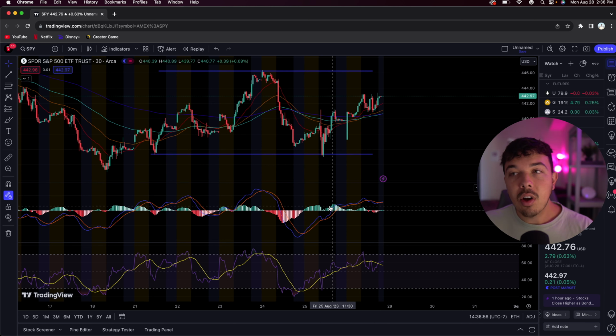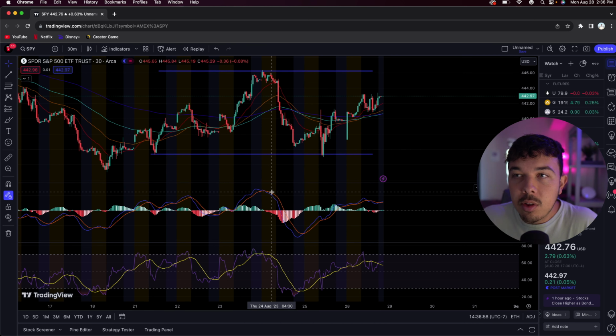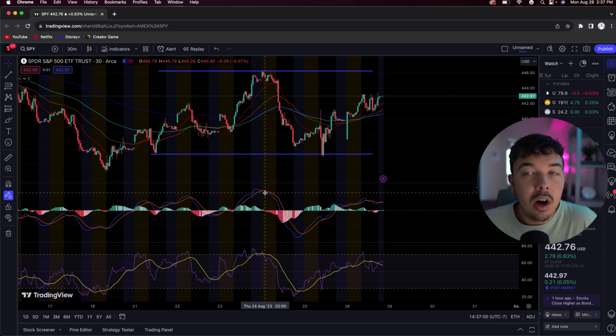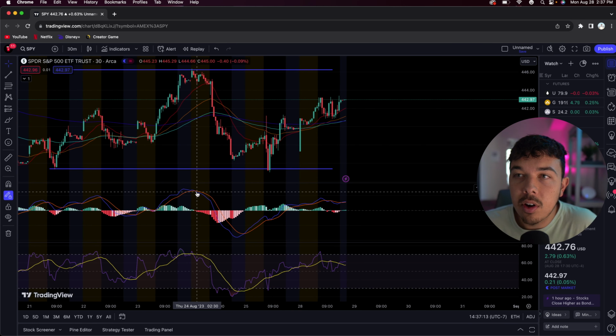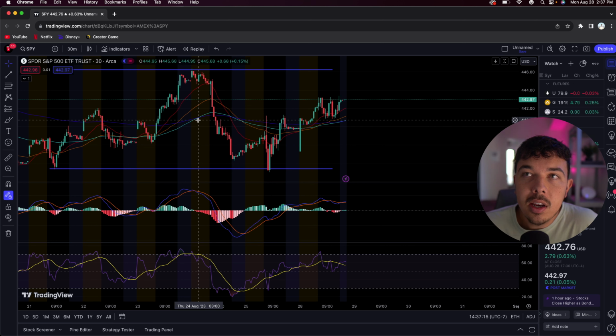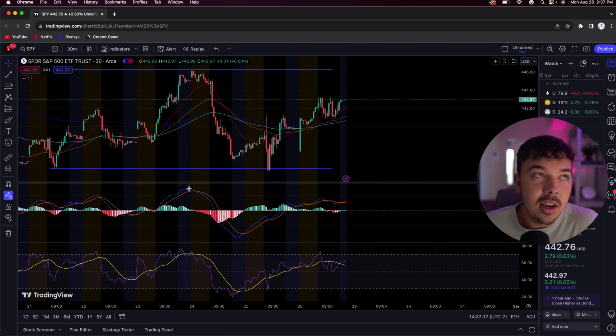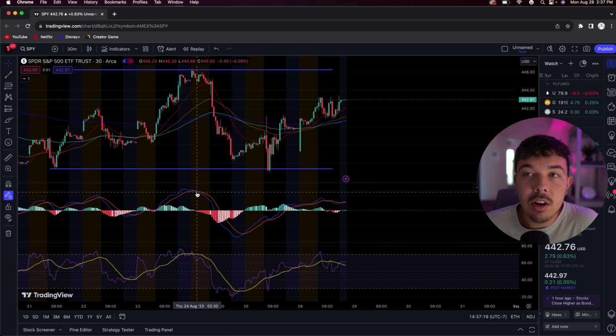Now you want to pair this also with the MACD. The MACD is how you also measure trend reversals. Once the blue line goes below the orange line, this is going to indicate a reversal. You can see here that right here, the MACD did cross the blue line under the orange line. However, we had not entered the EMA lines yet. So this is where you're going to pair these two indicators together.